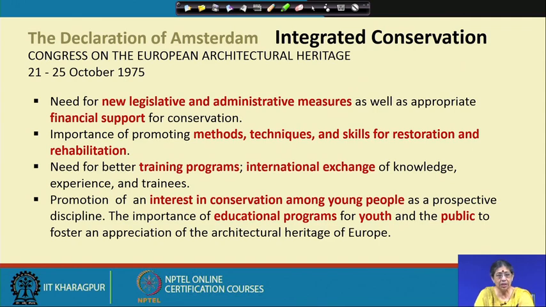Promotion of an interest in conservation among young people as a prospective discipline, because it is not only the expertise, but how we involve the younger generation in everyday life, creating awareness and educational programs, heritage walks, making the people appreciate and foster an appreciation. And this started happening in the architectural heritage of Europe, when we are talking about these historic areas and cities declaration.